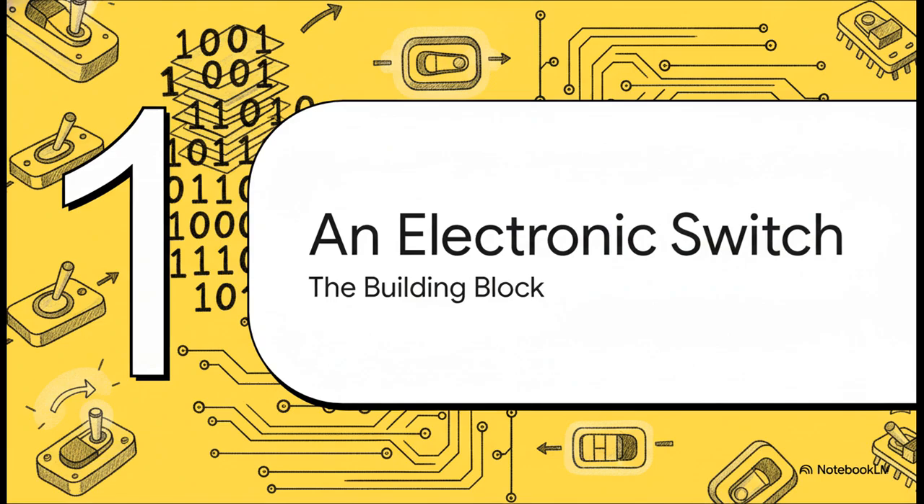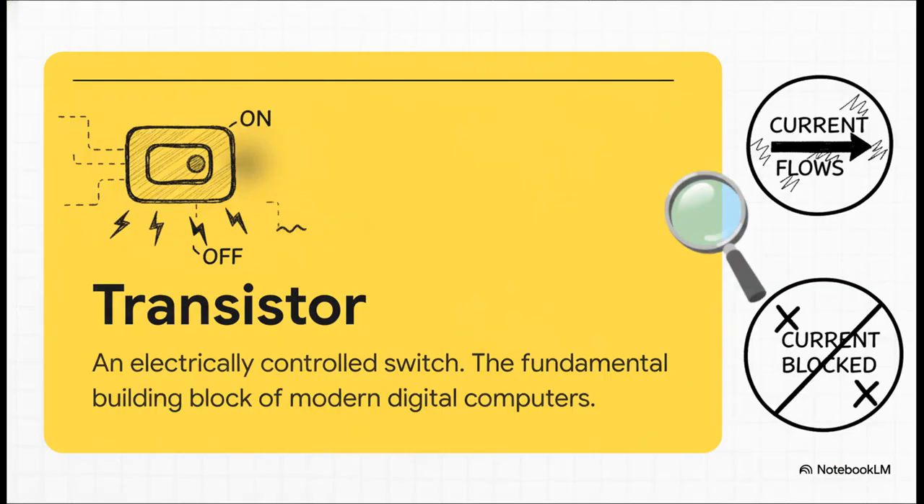So, to really wrap our heads around this, we have to zoom in. I mean, way, way in. Past the apps, past the code, all the way down to the single most important invention in modern history, the electronic switch. And here it is, the transistor. The easiest way to think about it is like a microscopic light switch. But instead of your finger flipping it, a tiny electrical pulse does the job.